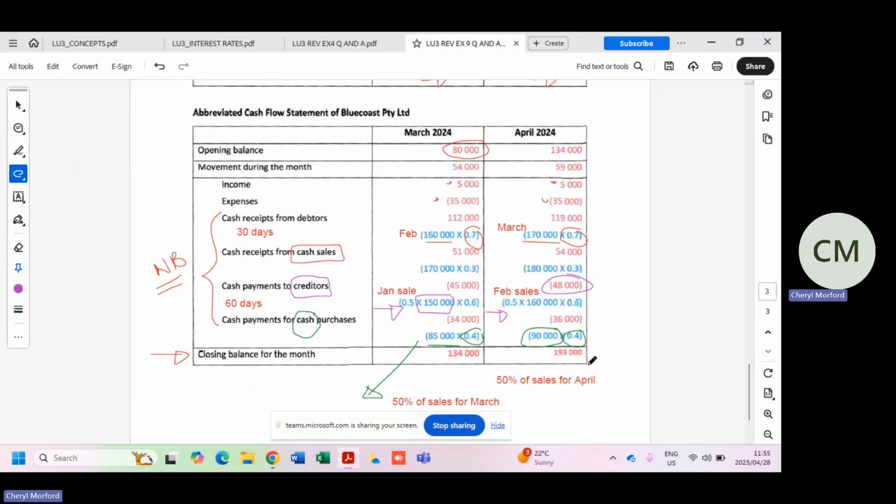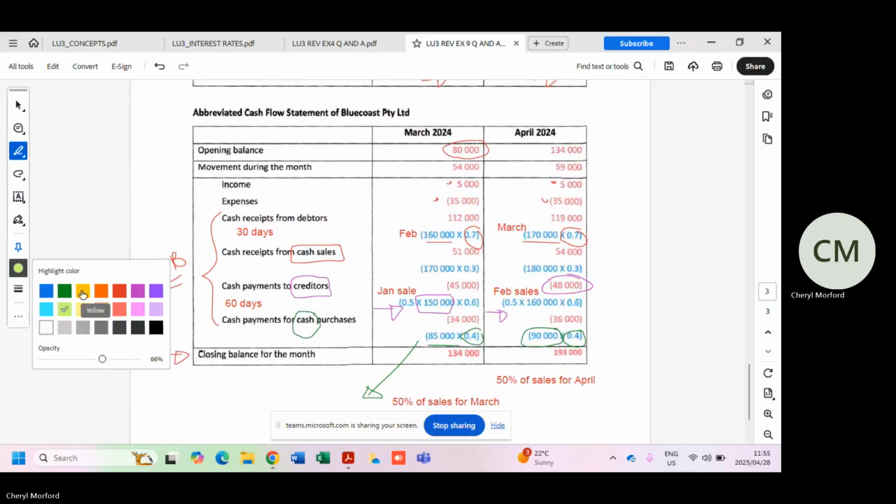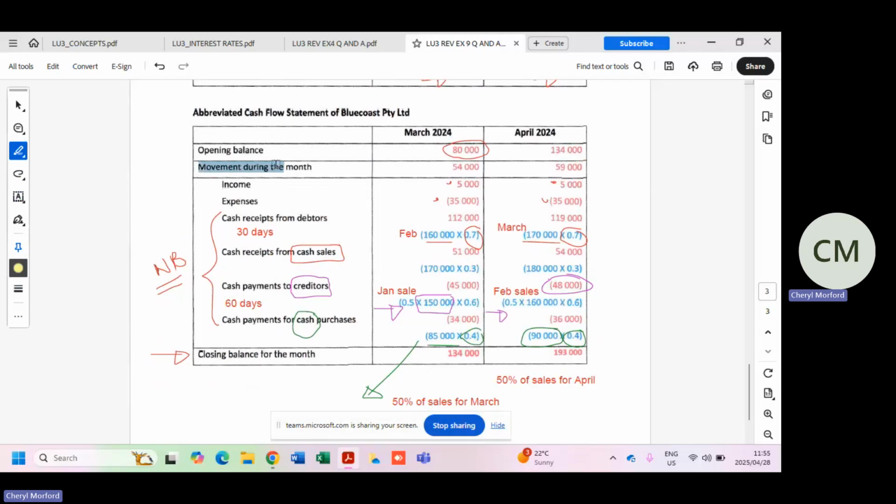It must be subtracted. So now, what I'm going to find for you is this important part here, the movement during the month. This is a very important section over there. So I'm going to take all of the positive receipts. I'm going to add those together, and I'm then going to subtract all of the payments. So let's just do March. So what am I going to do in March? I am going to add various things. So I'm going to take my income.